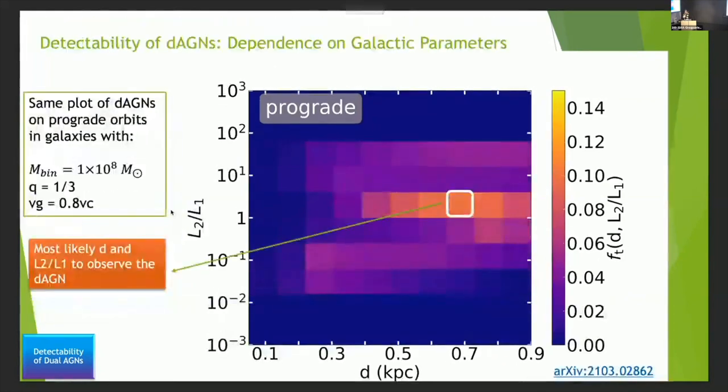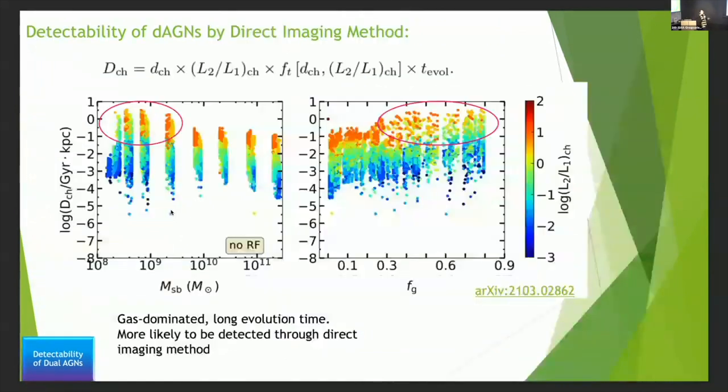So by this comparison, we show one of the key findings in the study: that the DUAGNs are more likely to be observed in systems with higher pair mass, more comparable mass ratio, and in systems with fast rotating gas disks. And this is using the direct imaging method, not others like variable, periodic, or spectrum. So overall, we expect configurations that lead to long-lived, widely separated DUAGNs with high luminosity ratios to be most likely to be detected by the direct imaging method.